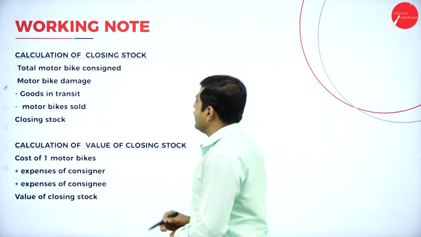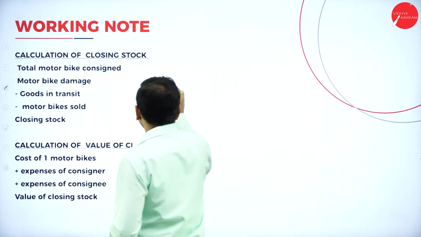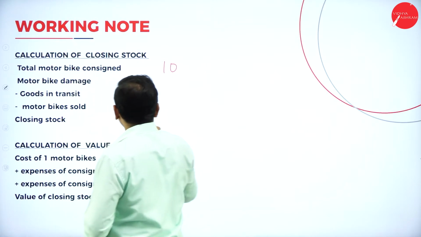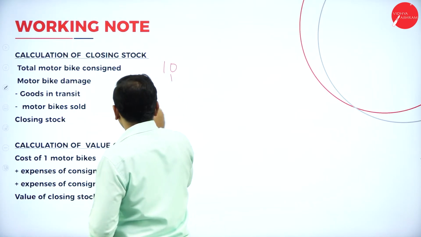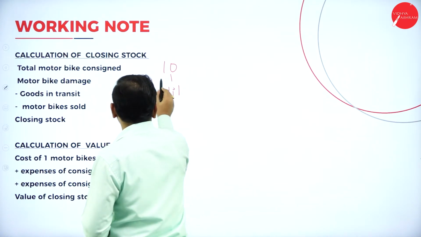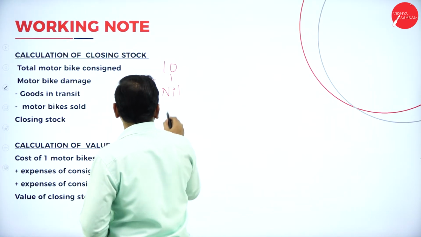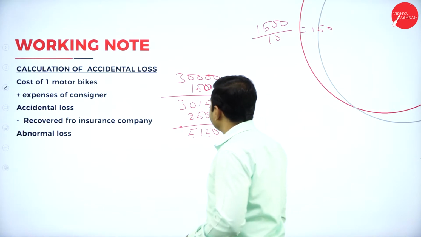Now coming to the calculation of closing stock. How many total motorbikes were consigned here? We consigned 10 motorbikes. Out of that, 1 motorbike damaged, so goods in transit is nil. We don't have any goods in transit. So minus 1 motorbike. Again, motorbikes sold. How many motorbikes did he sell? He sold 8 motorbikes.